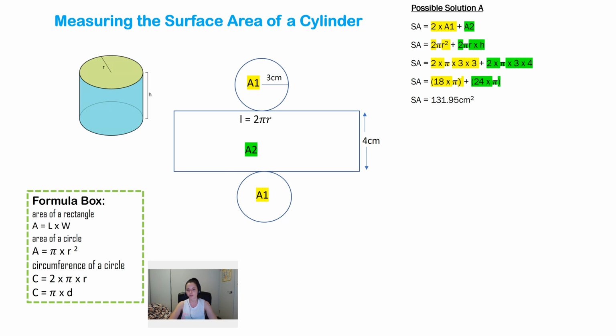That's just one way of doing it, but you can do it different ways and break it up into smaller steps. Another way would be this one, possible solution B. Please come up with possible solutions C, D, and E. I'd love to see it.